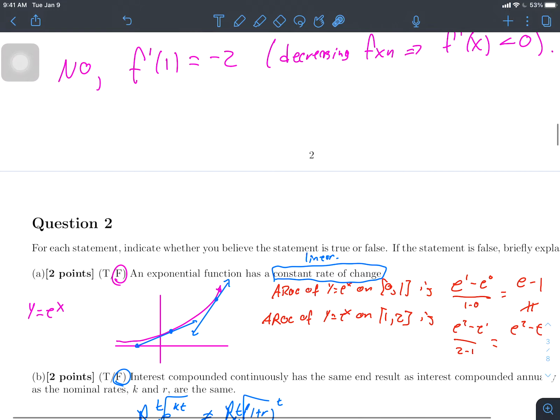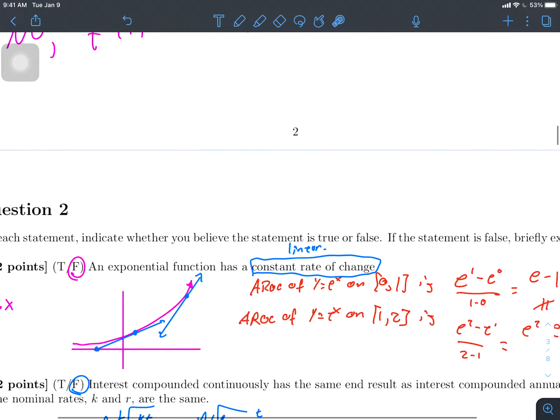So this first question: an exponential function has a constant rate of change. As I just discussed, if a function has a constant rate of change, it's going to be a linear function. So I could say, false, constant rate of change implies linearity. I could say something like that.